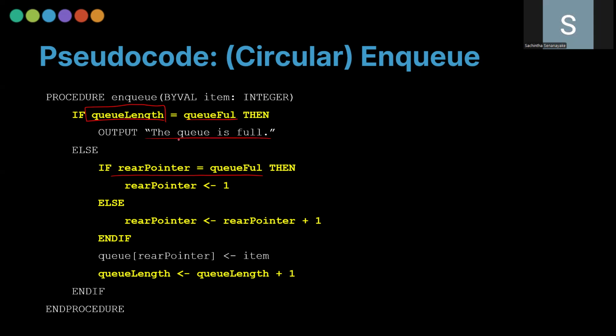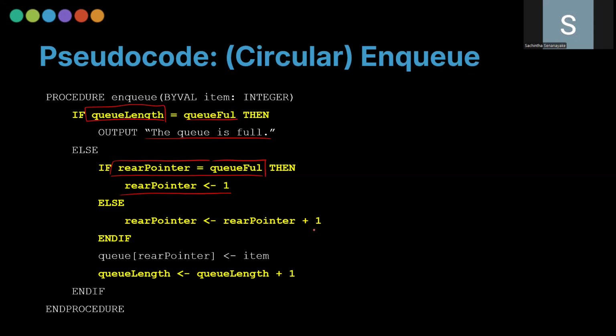But if queue length is not equal to queue full, that means there is still space remaining in the queue, but for some reason the rear pointer is equal to queue full. What that indicates logically is that there is space at the front, right? But that space is currently inaccessible to us. So in order for us to access the space at the front, we can reset our rear pointer back to 1, which is what that circular operation actually means. It means to set the rear pointer back to the beginning.